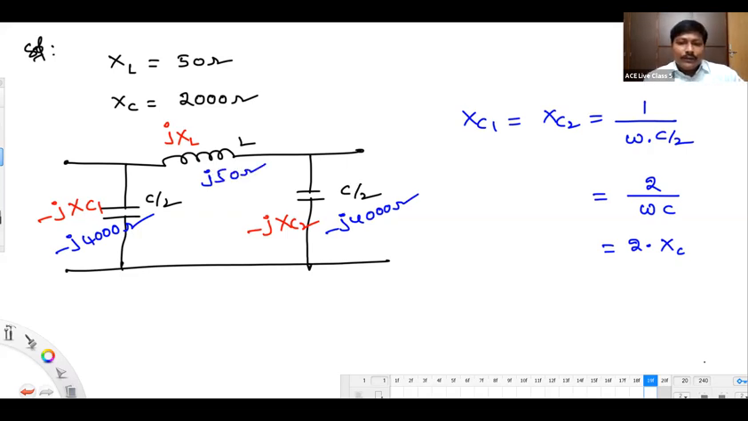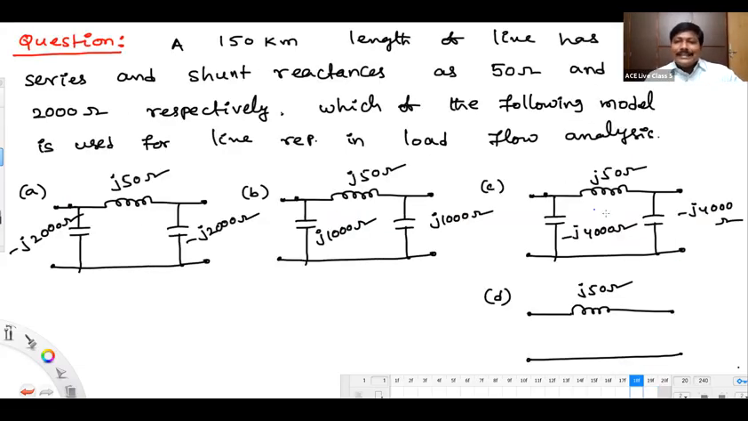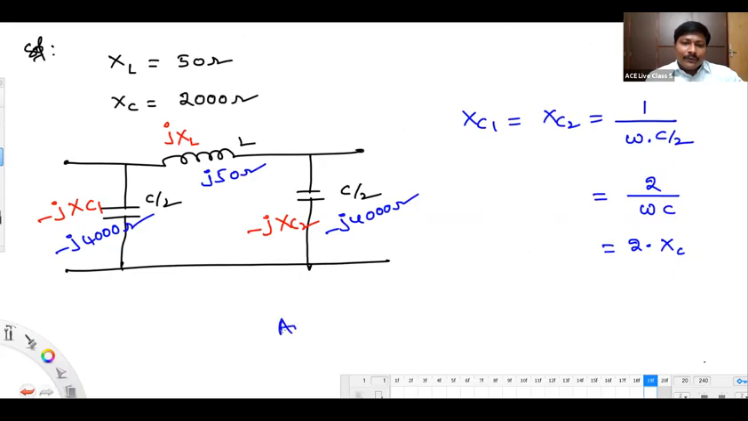So which option is correct now? Option C is the suitable one: J 50, minus J 4000, minus J 4000. So the correct answer from the options will be C. Minus J is just for a capacitor. Capacitive impedance is minus J.